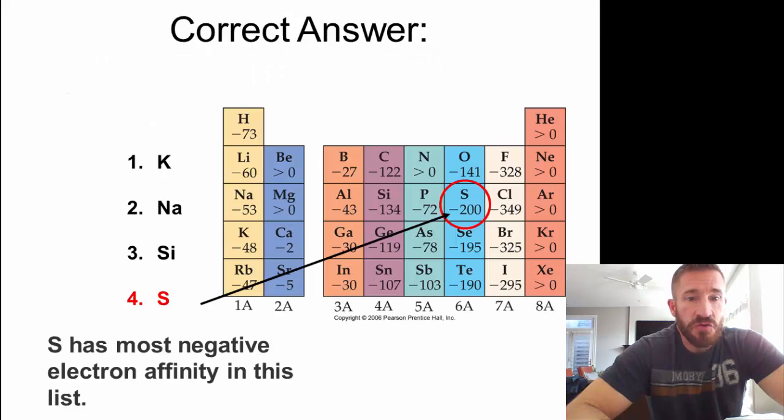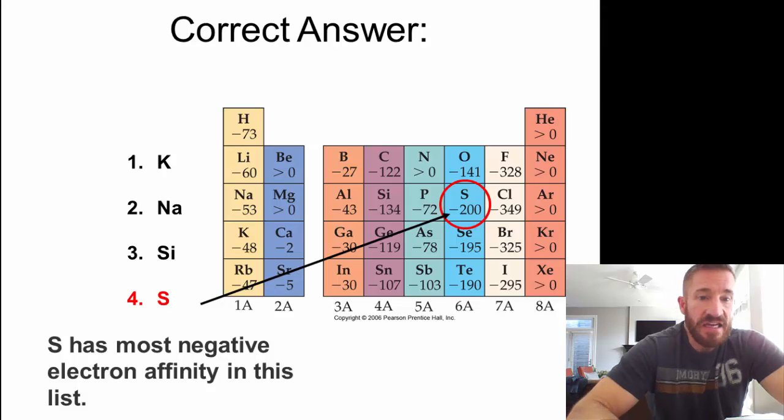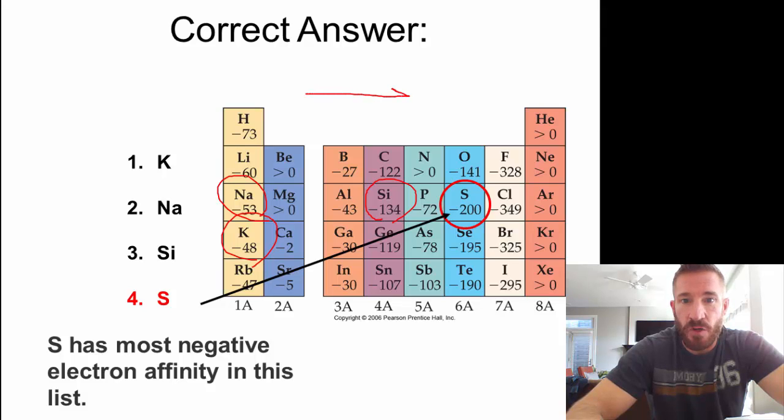For this, sulfur is going to have the most negative electron affinity, because you can see from the list that silicon is located right here, and then we have sodium, and then we have potassium. So notice, remember, electron affinity increases as we go to the right, and sulfur is farthest to the right, and it also increases as we go up a family.